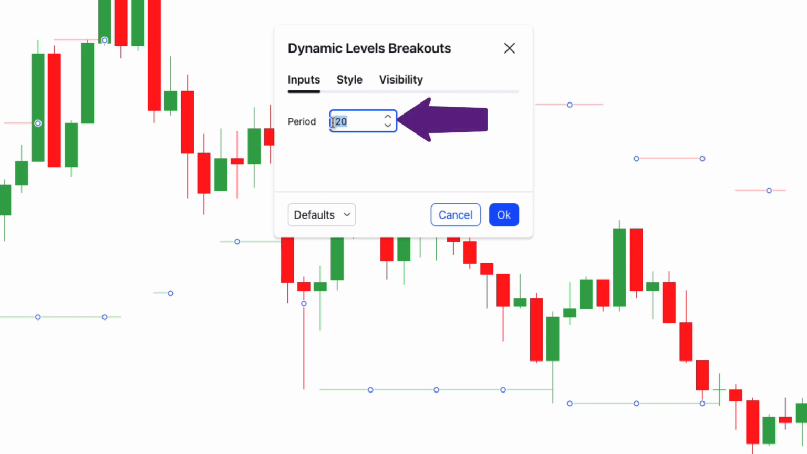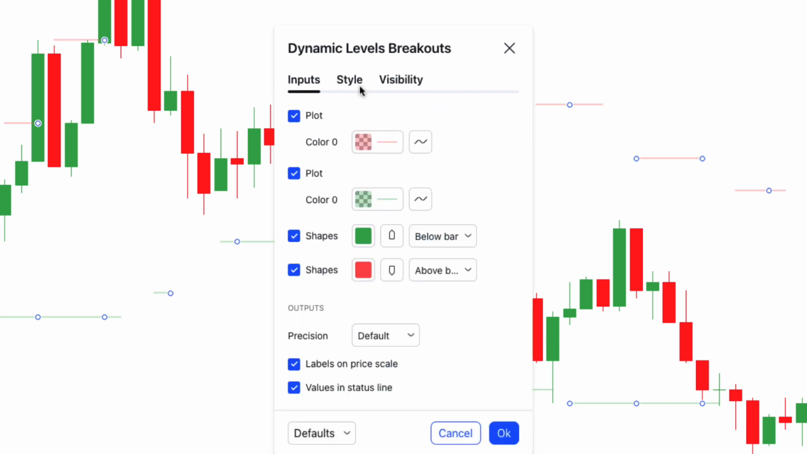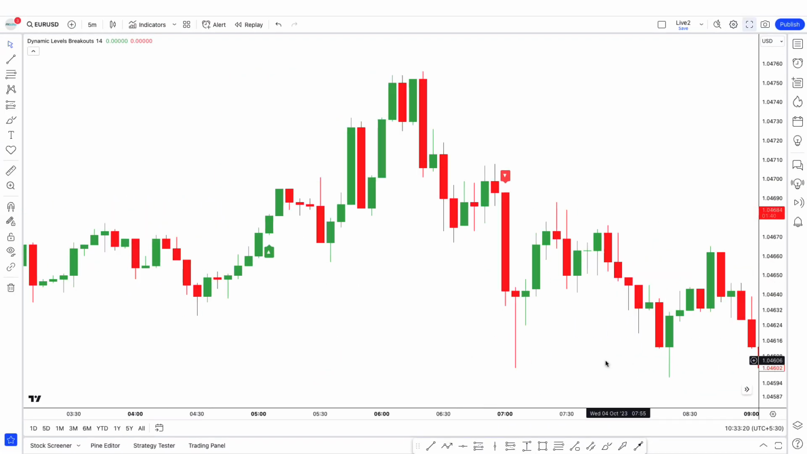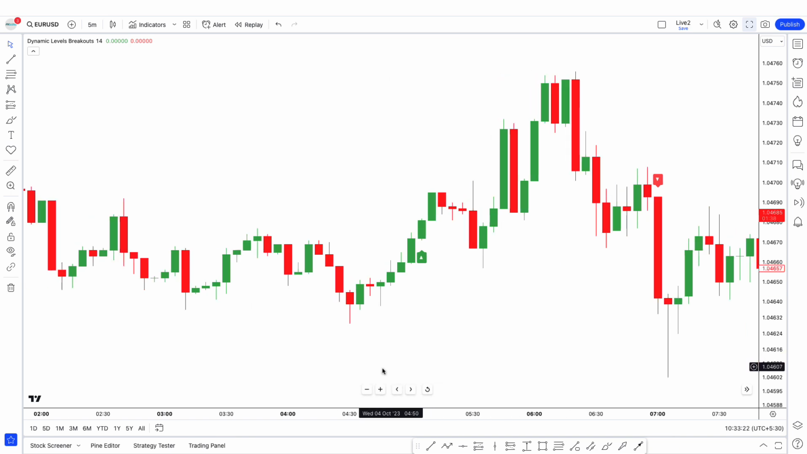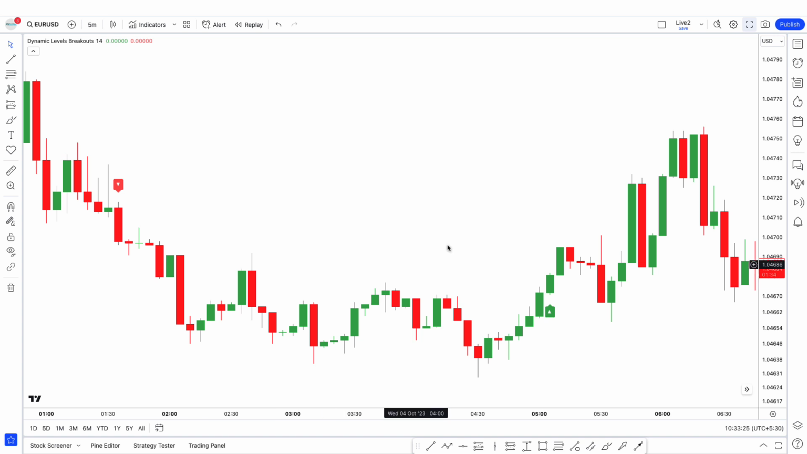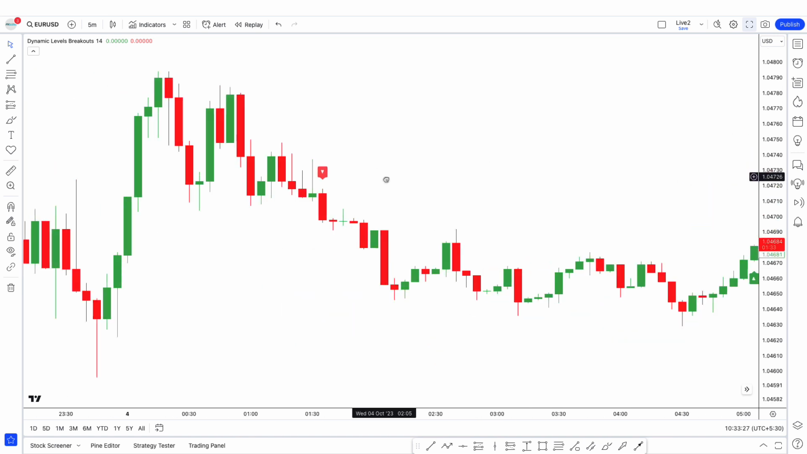We suggest setting it to 14 for a clean and easy to read chart. While you're at it, turn off those extra lines in the style section to keep things simple. Overall, the Dynamic Levels Breakouts indicator is quite reliable in its functionality. While these buy and sell signals work well in trending markets, there's room for improvement by adding a filter to weed out signals during price compression phases.